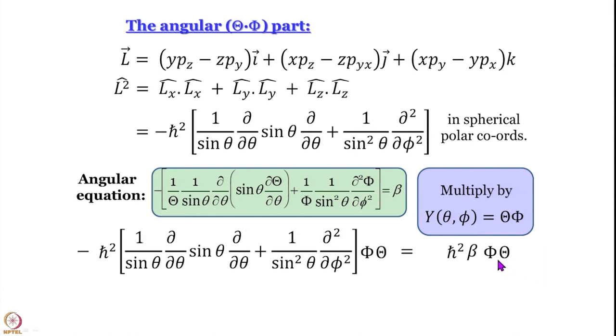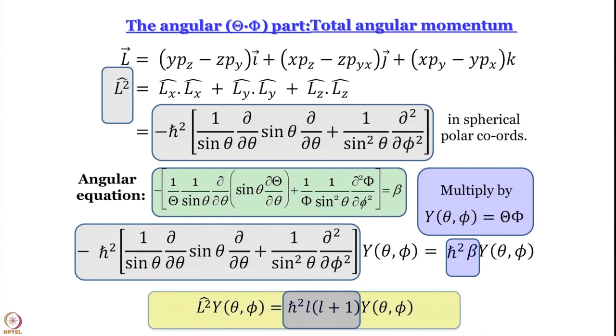Now, I might as well write it like this. If you go back to the earlier one, there is no harm if I take this capital phi inside this operator in theta, because capital phi is constant with respect to theta anyway. Similarly, I can take this capital theta inside the phi operator. So, here let us see what we have on the left hand side: minus h cross square, 1 by sin theta del by del theta operating on sin theta del by del theta, same thing as here, plus 1 by sin square theta del 2 by del phi 2, same thing as we have here.